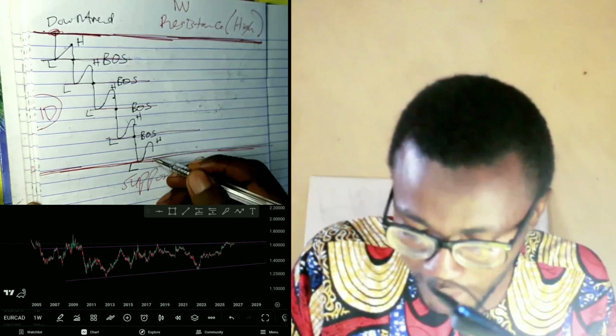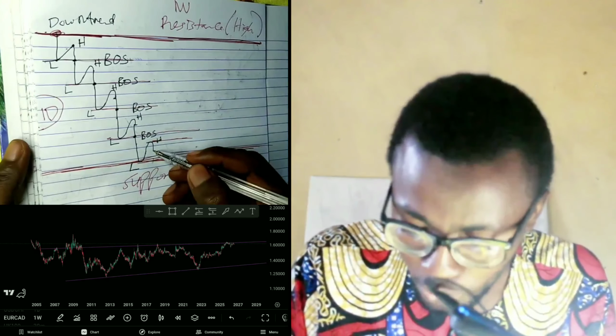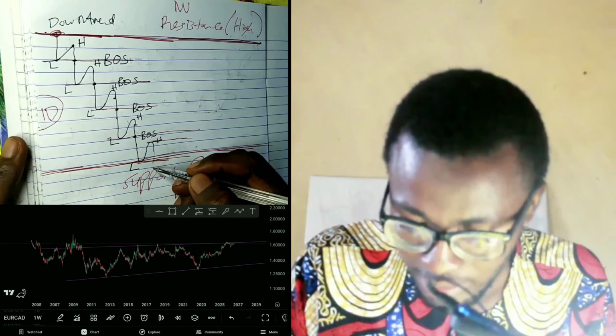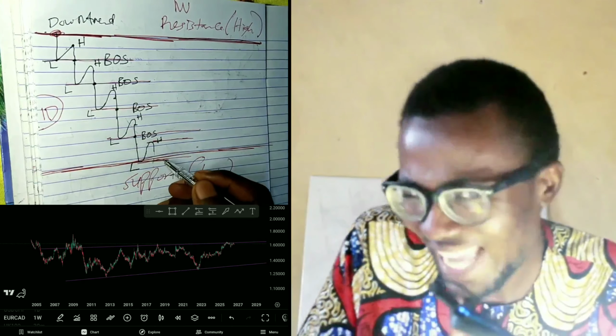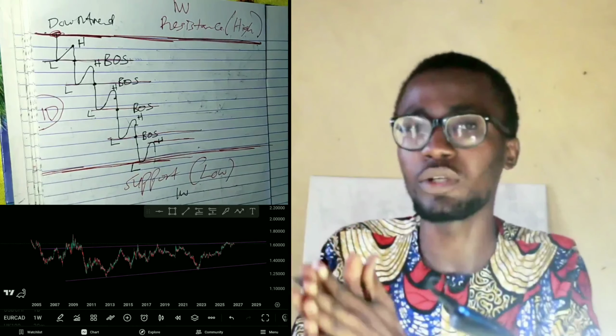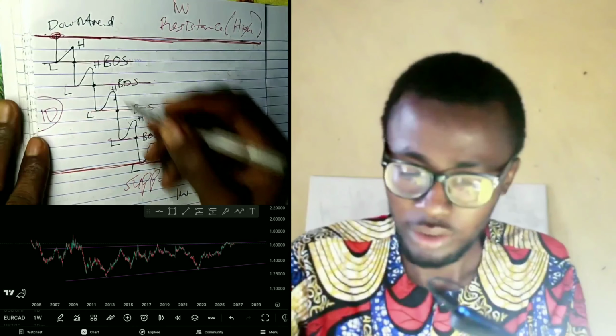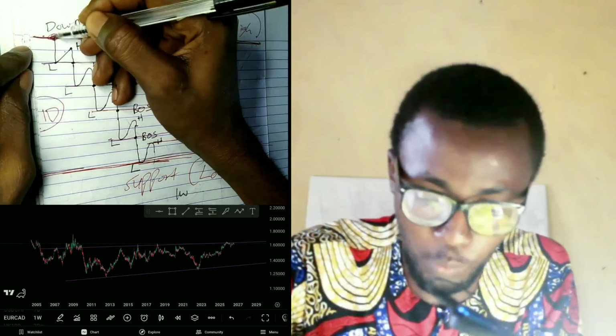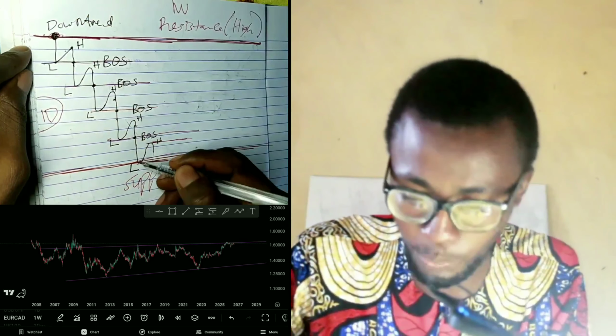Instead of it coming to break this low, look at what then happened. Look at the level of this high. Look at the level of this low. Normally, it's supposed to break the low, right? But because of this higher time frame bias, the higher time frame has moved from the resistance to the support.